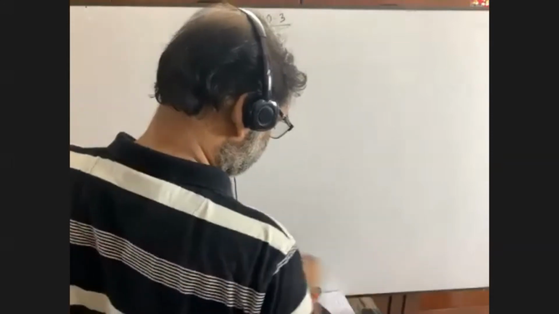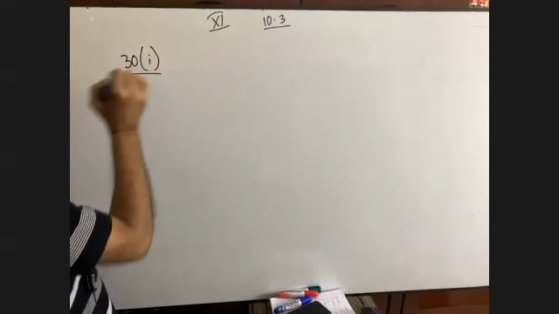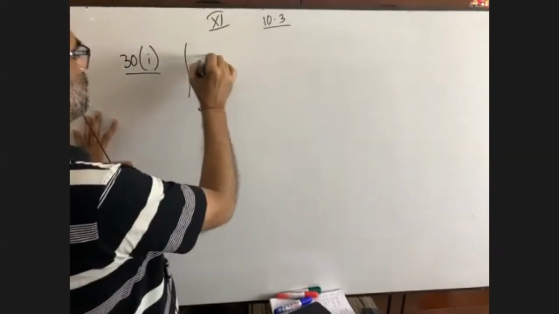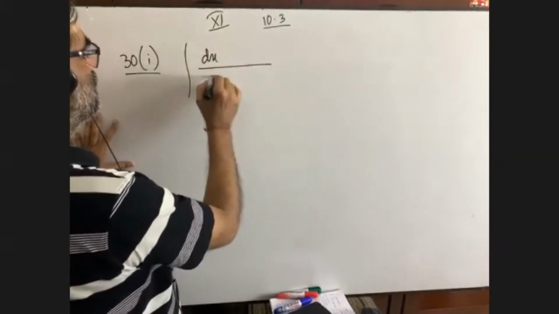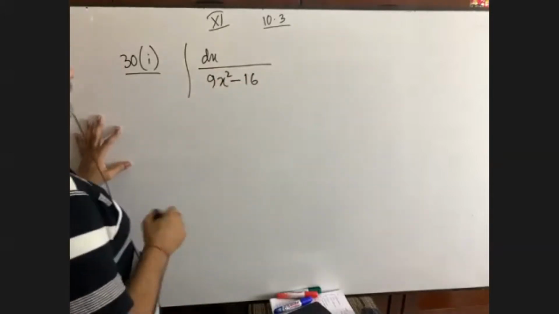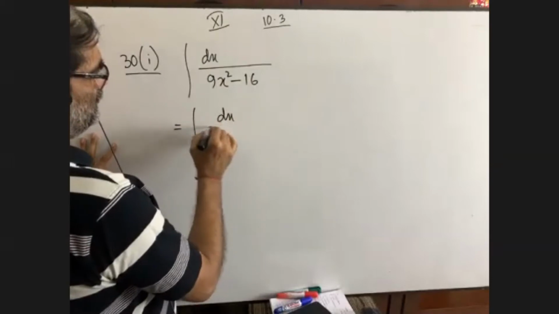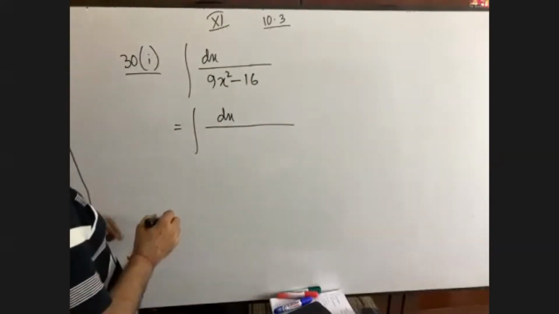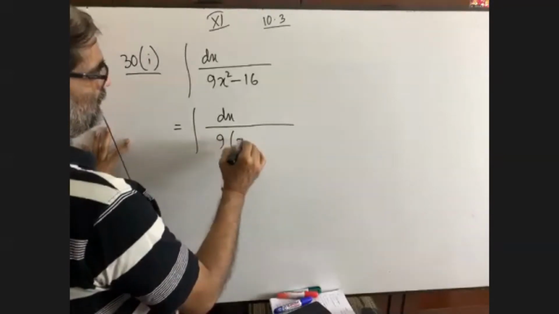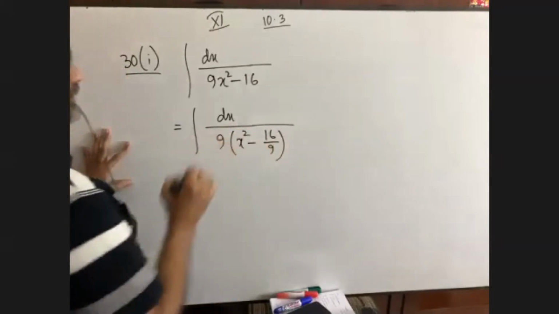Now going to question number 31. That is dx by 9x square minus 16. Very easy and simple. What I told you, you have to make x square free. So take 9 common, right? That is x square minus 16 by 9. Is it?